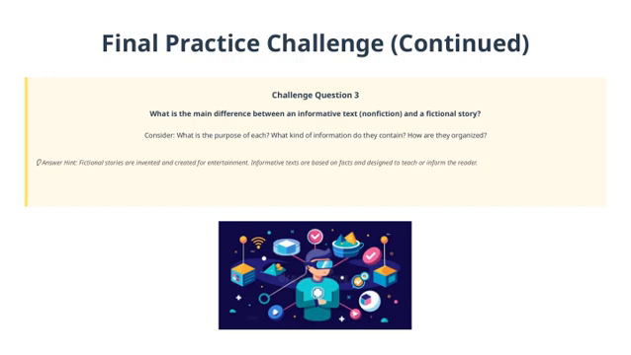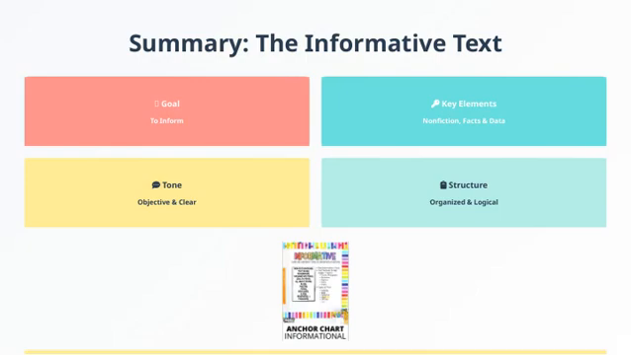This understanding ties into the overall theme of how different texts serve different purposes and are structured uniquely to meet those goals. All right, as we wrap up, let's focus on the key takeaways from this slide. The goal of an informative text is simple but crucial: to inform your audience clearly and effectively. To do that, you want to include key elements like nonfiction content, facts, and data, things that are accurate and reliable. The tone should always be objective and clear, so your message comes across without confusion or bias.